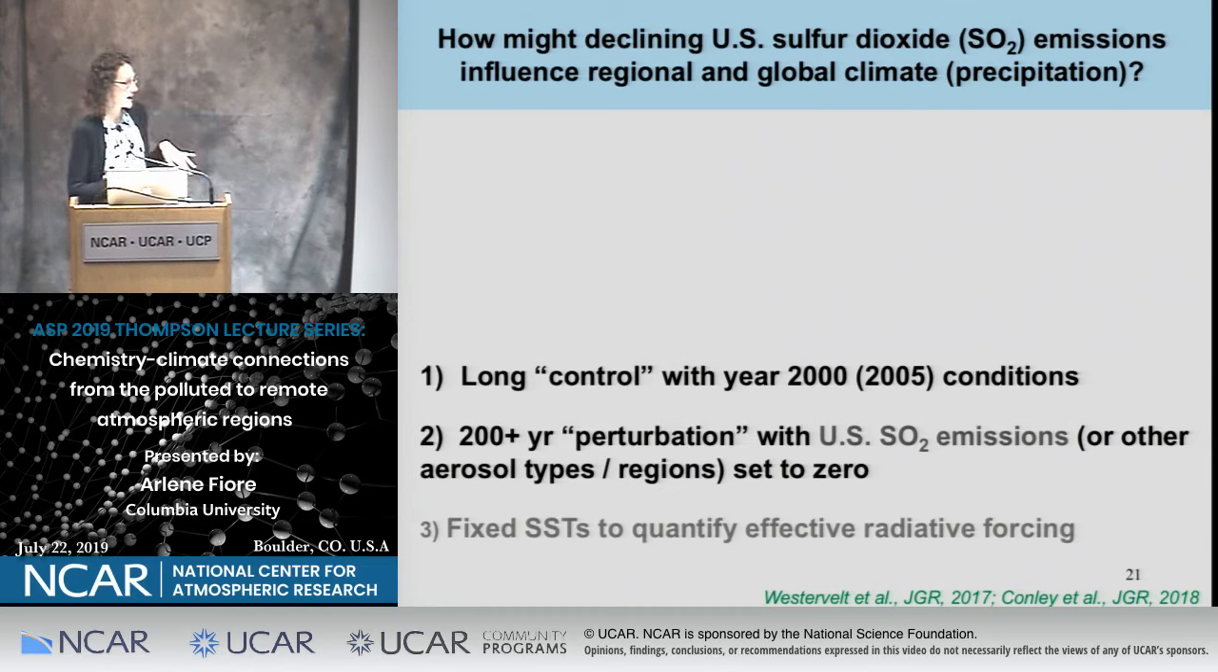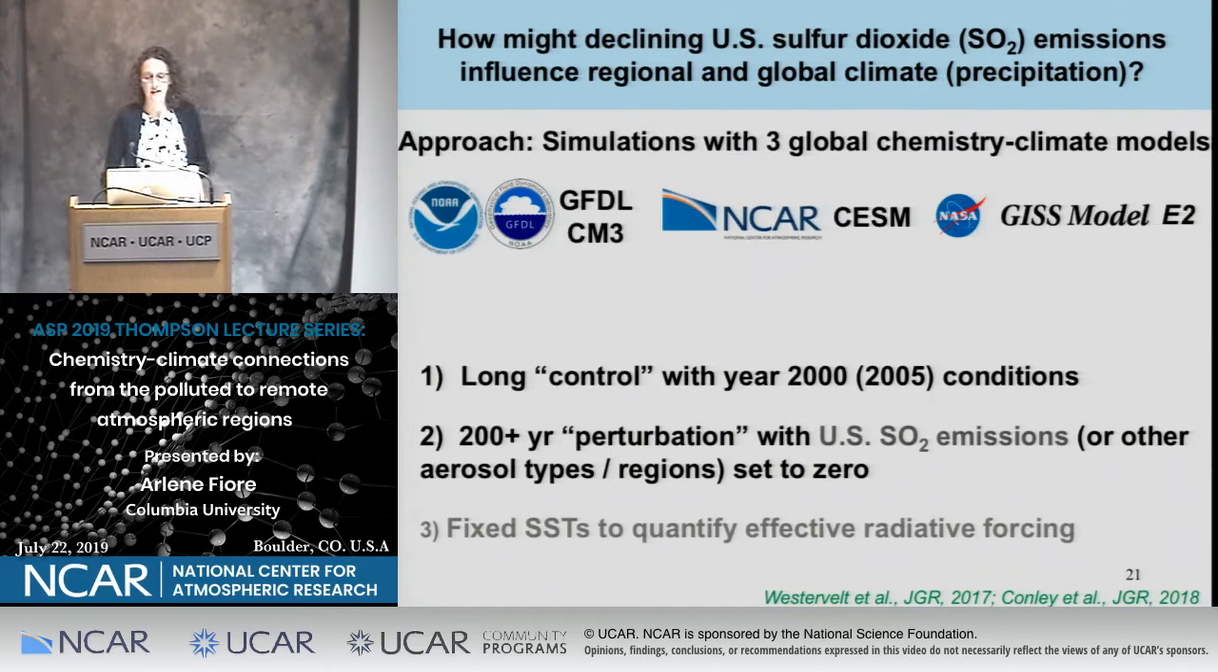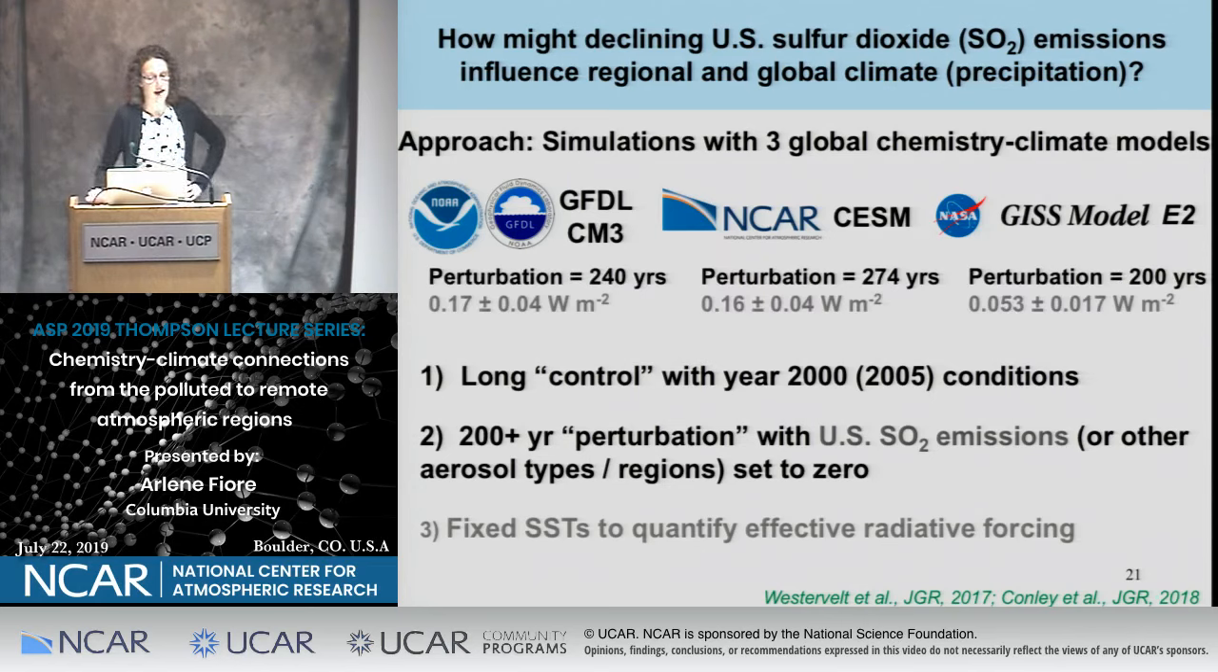And then we also conduct a set of fixed sea surface temperature simulations so that we can quantify the effective radiative forcing that results from zeroing out US SO2 emissions. We have 3 global chemistry climate models that we've done this with. And here's the length of the zero US SO2 simulations and the corresponding effective radiative forcing. One thing to note is the much smaller forcing in the GISS model compared to NCAR and GFDL. It's about a third.